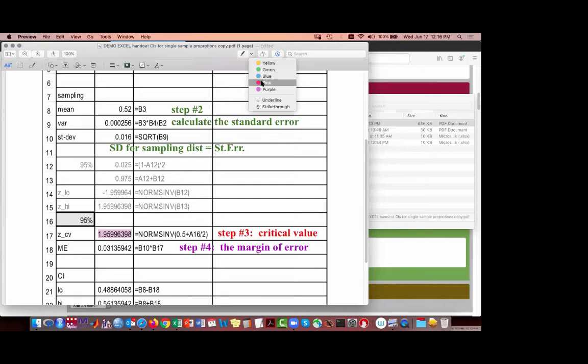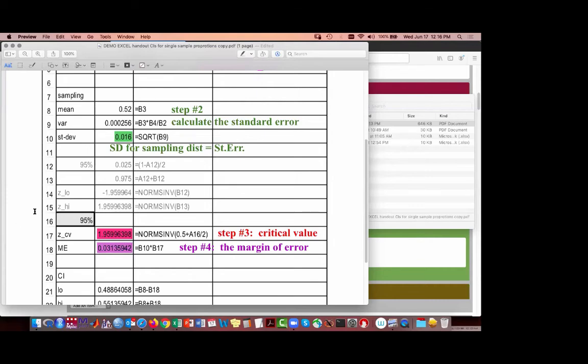I'll put that in pink. Okay, that's the red value. And this is the green value. We multiply those, and that gives us the desired margin of error, which we have here. And purple. Okay.